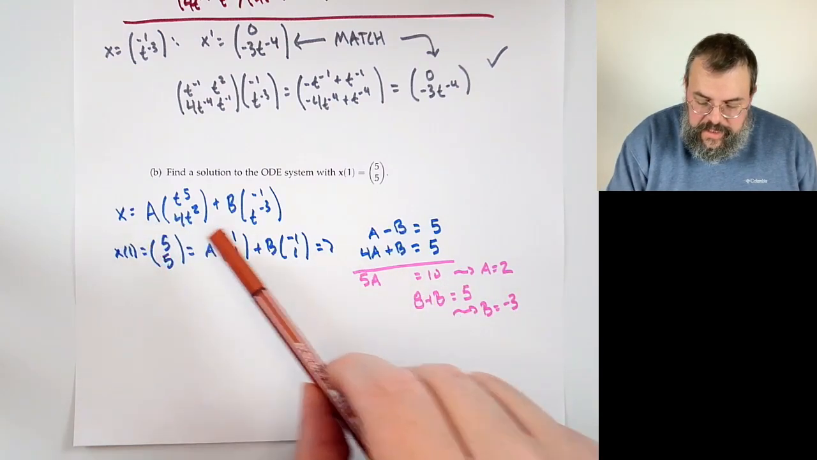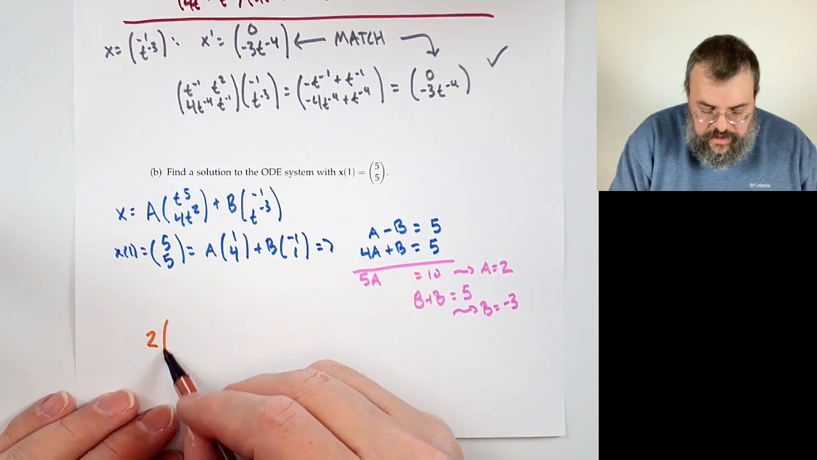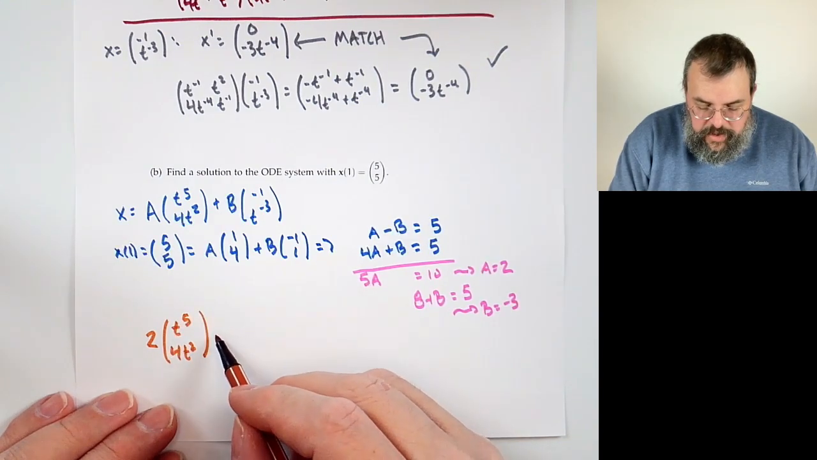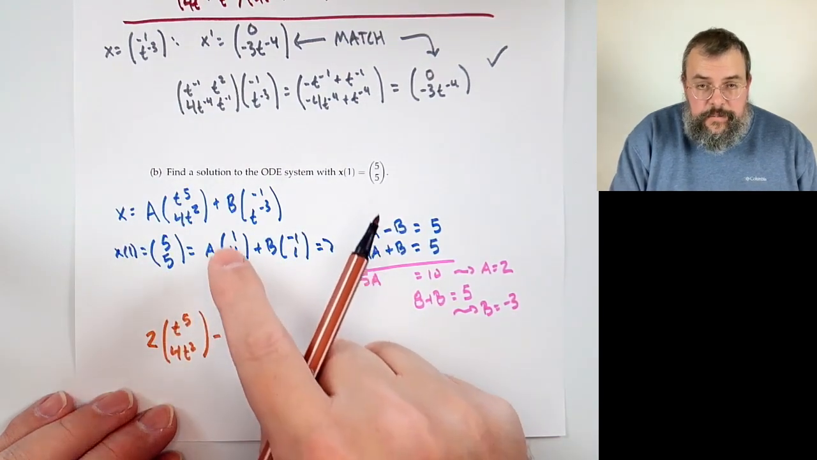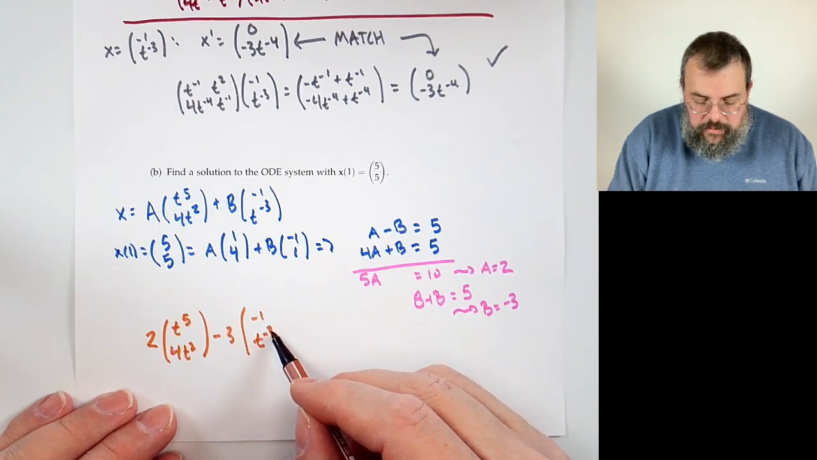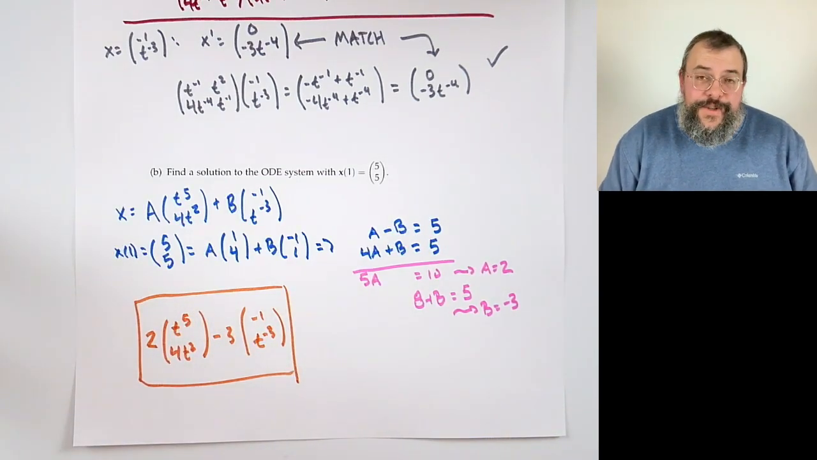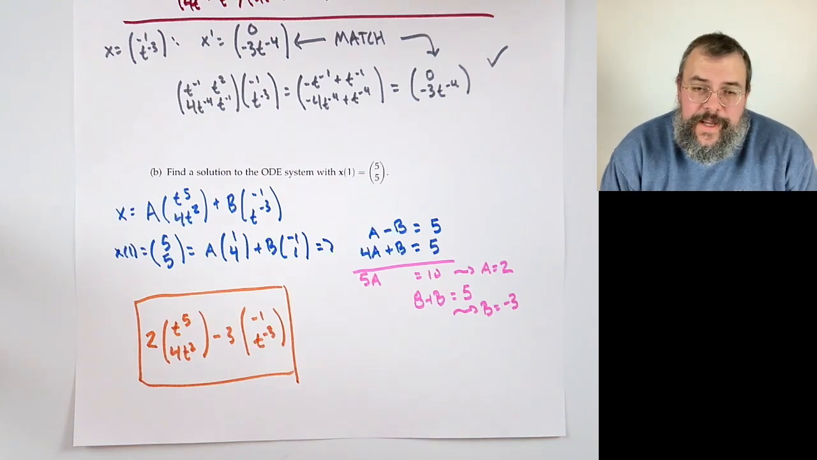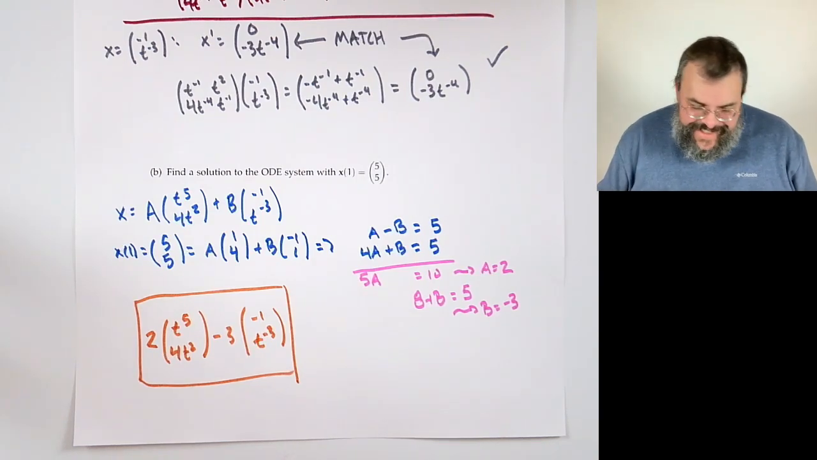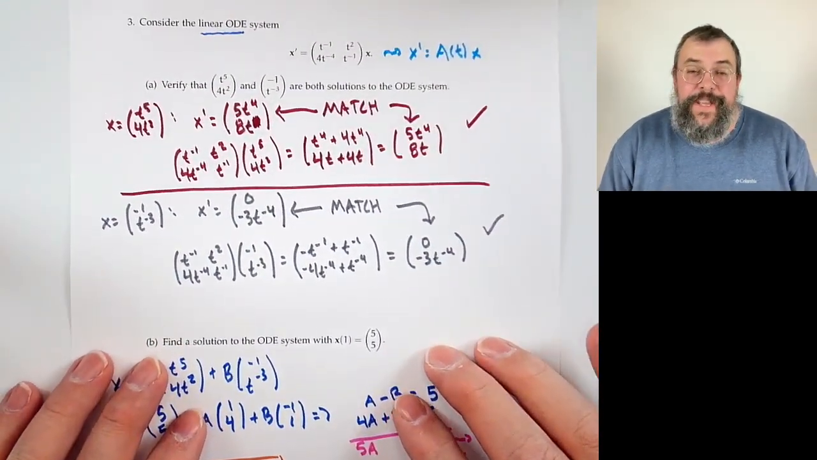So we come back here, put in a equals 2, and b equals negative 3, and we're going to get 2 times (t to the fifth, 4t squared), and minus 3 times (minus 1, t to the minus 3). And there we go. There's our solution, which satisfies that when we plug in 1, we get out (5, 5). So, woohoo! Nice!